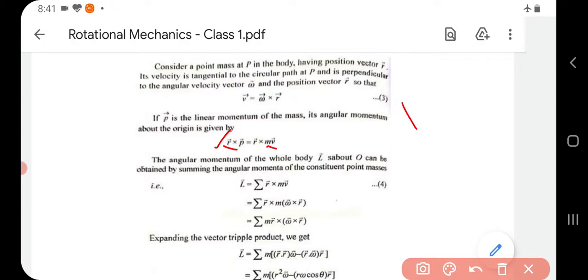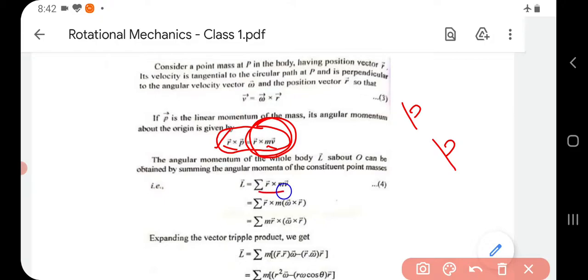That's why we are writing it using small p. Now, what will be the angular momentum of the whole rigid body? We have already discussed that a rigid body is composed of a lot of point masses, right? So, if p is the linear momentum of the point mass, then this will be the angular momentum of the point mass. So if you want to get the angular momentum of the whole rigid body, then you have to take the summation of this one.